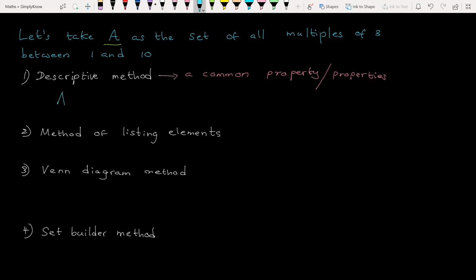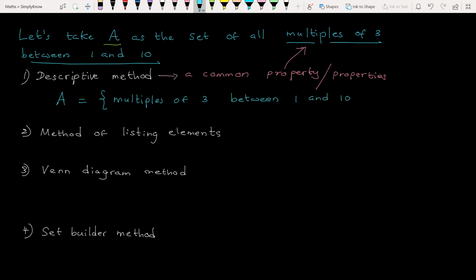Now, A is the name of our set. So, A equals, within the curly brackets, we need to write a common property or properties of the elements. Each element in this set is a multiple of 3 between 1 and 10. So, it is the common property of all the elements. So, we write this common property within curly brackets in this method: multiples of 3 between 1 and 10. Close the curly bracket. So this is how we write a set in the descriptive method.